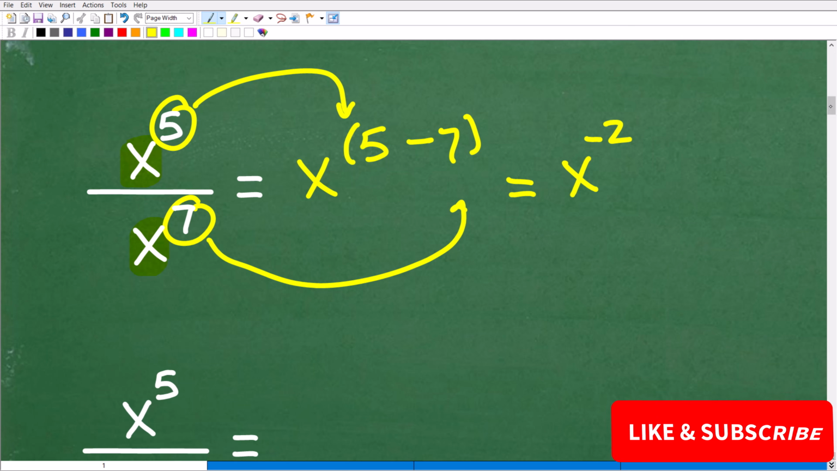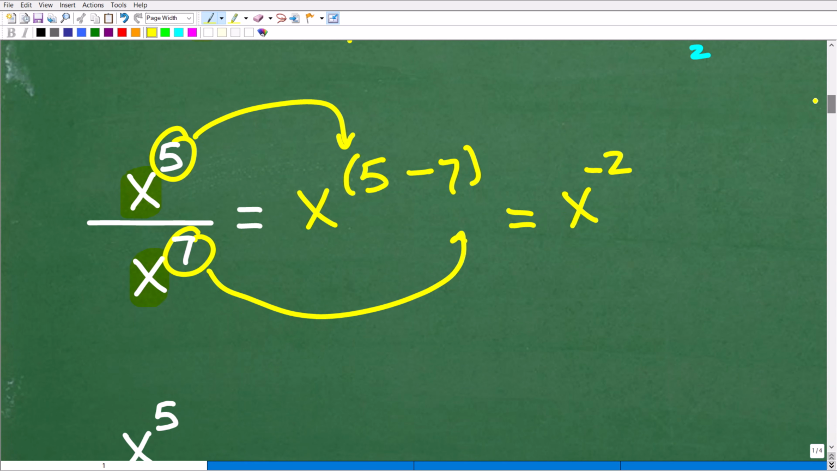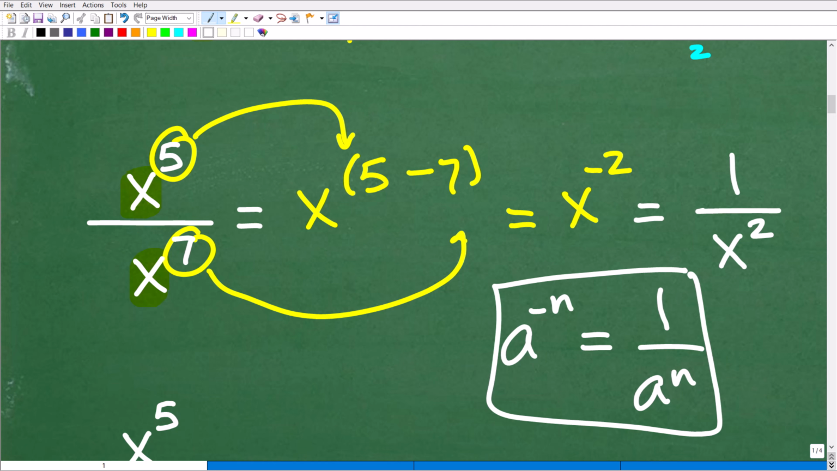But remember, I said the answer is 1 over x squared. Why is that? Well, we don't like to leave our answers in algebra with a negative exponent. And there's another rule, and that rule is this: a to the negative n is equal to 1 over a to the n. So effectively, when you have a negative exponent, we can put that over 1, and it becomes positive. So that becomes 1 over x squared. Again, it's following another property or law of powers and exponents.